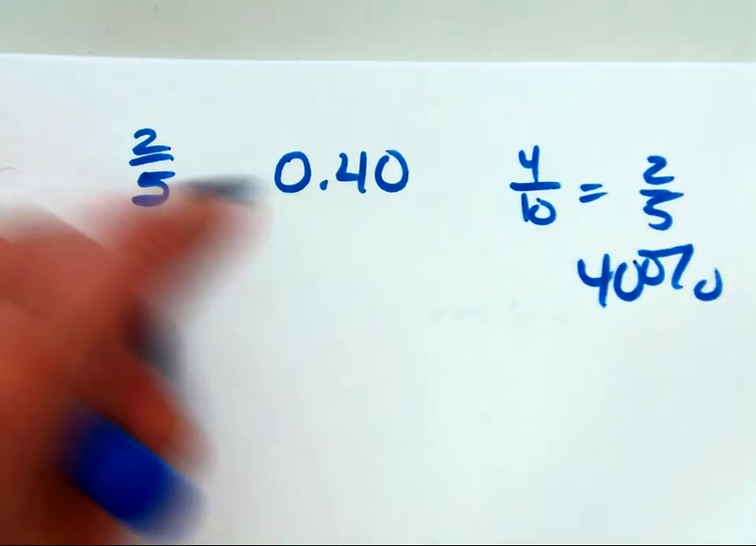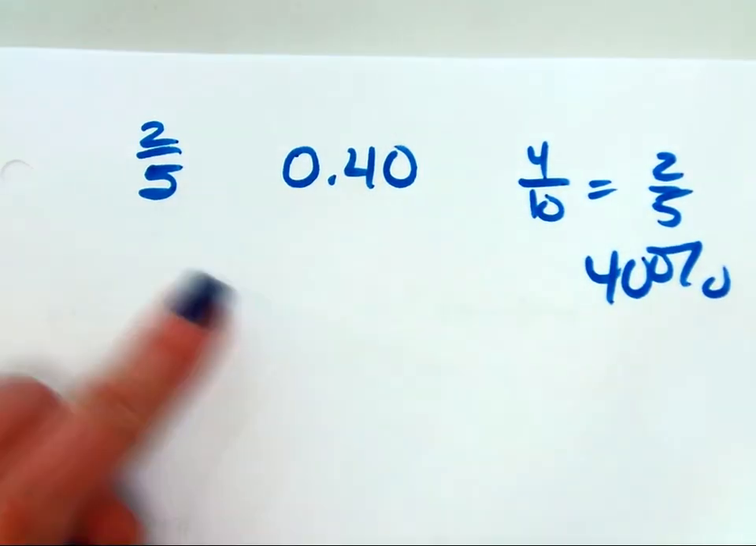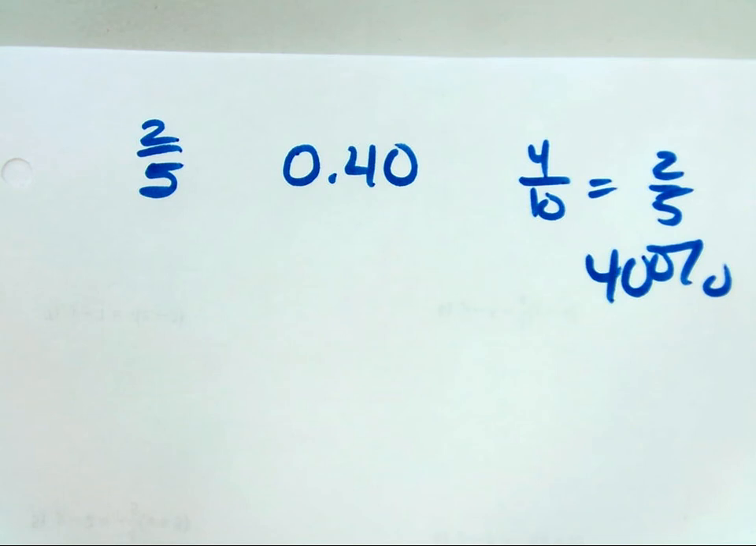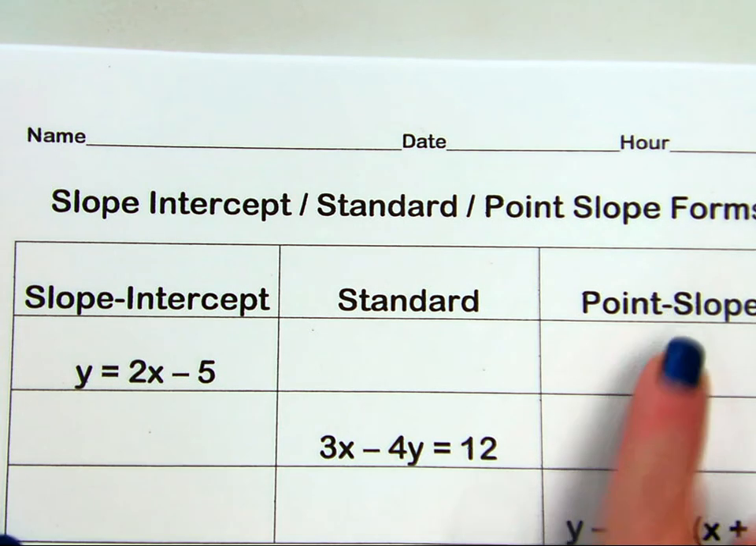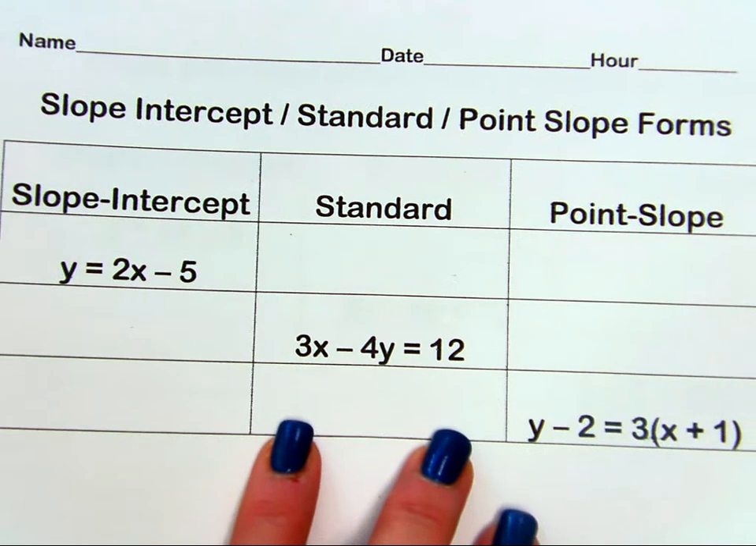Fraction, decimal, percent. I would give each person one of these cards and they would have to find each other. It's the same thing, okay? Except one is slope-intercept, one is standard, and one is point slope. So I'm kind of giving you a sneak peek at what's going down today.